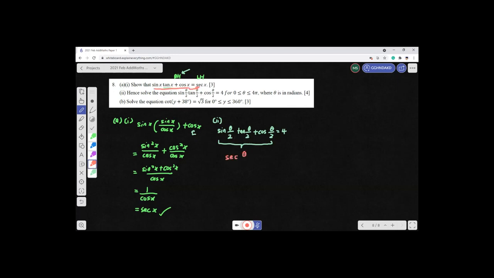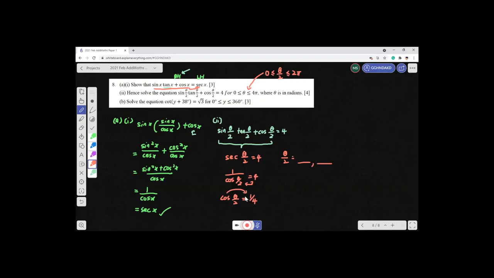Your sec x is theta over 2 equal to 4. After you change this, don't forget you also need to change the range. Because it's theta over 2, I divide everything by 2, so it's 0 until 2 pi. So this is 1 over cos theta over 2 equal to 4. So I change the place, cos theta over 2 will be 1 over 4. So I find the answer. What is theta over 2? I will get 2 answers. So I shift cos inverse 1 over 4.